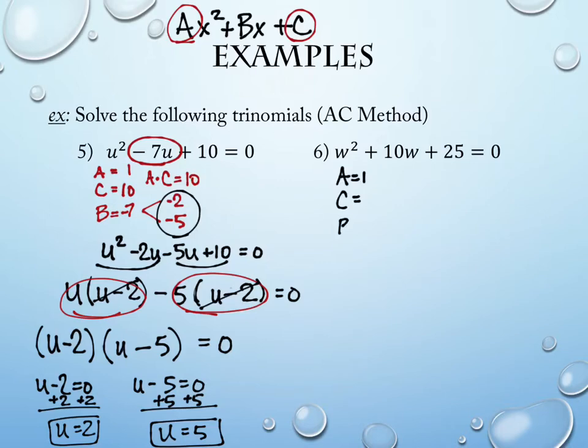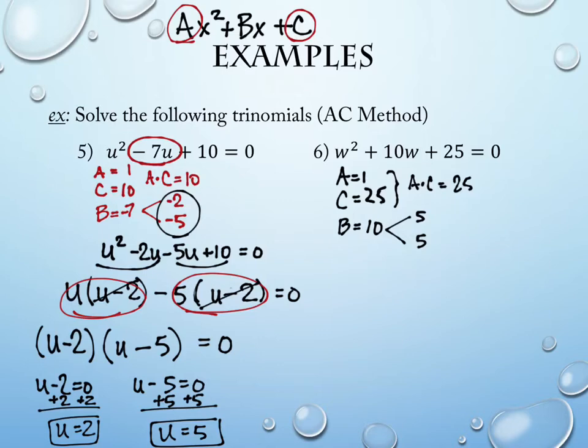What's my c? 25. And my b? 10. Okay, what is a times c? 25. Still 25. So I need two numbers that multiply to 25 and add to 10. So what two numbers multiply to 25? 5 and 5. And sure enough, 5 plus 5 is actually 10. The point is to get practice on the easy ones because they're going to get harder.